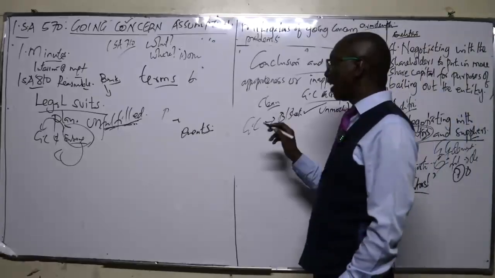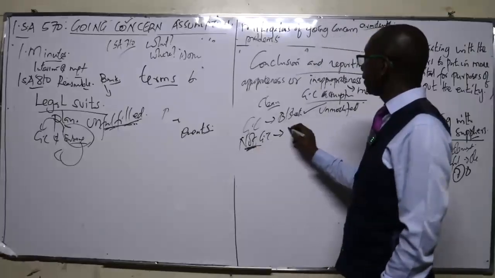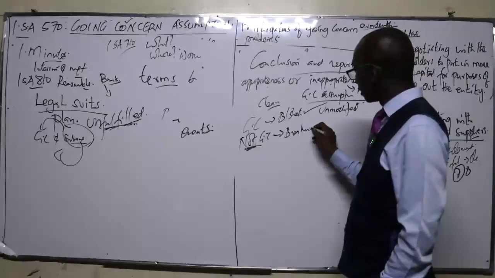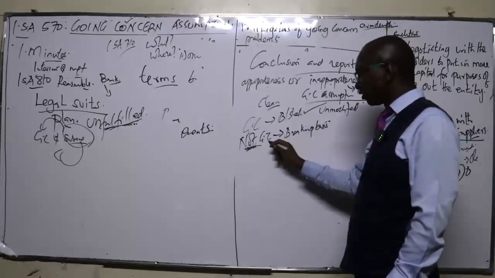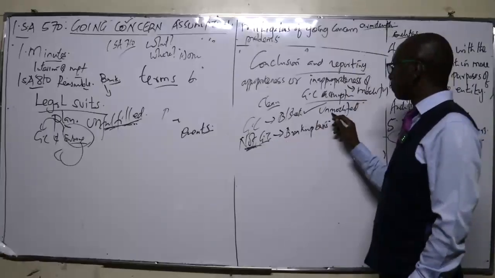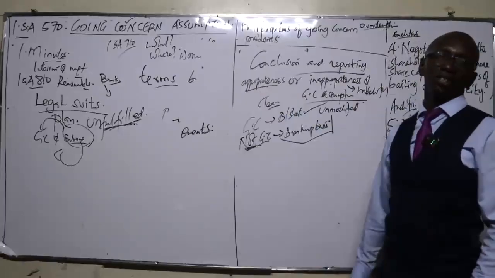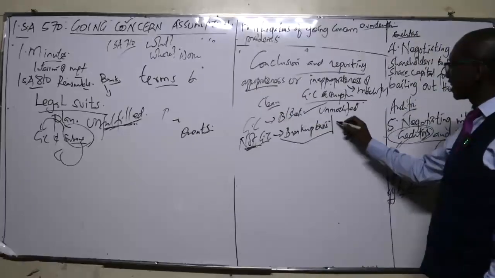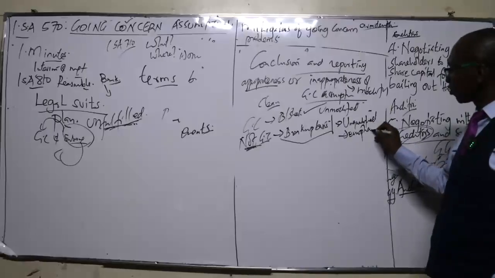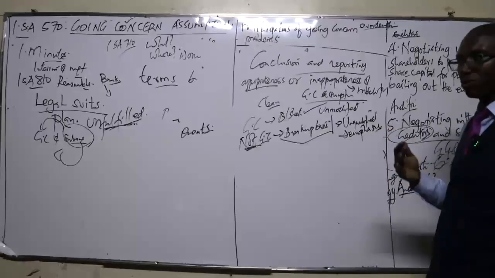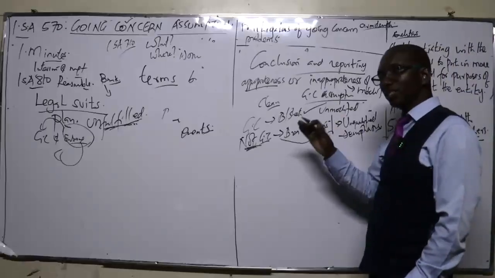But if an entity is not a going concern, and we have prepared the books of accounts on breakup basis. I take it again. The entity is not a going concern, and the books of accounts have been prepared on breakup basis. Then the going concern assumption is appropriate. We will give a clean report, but this time round we will introduce an emphasis of matter paragraph to emphasize to the intended users that we have given a clean report because the books of accounts portray a true and fair view.